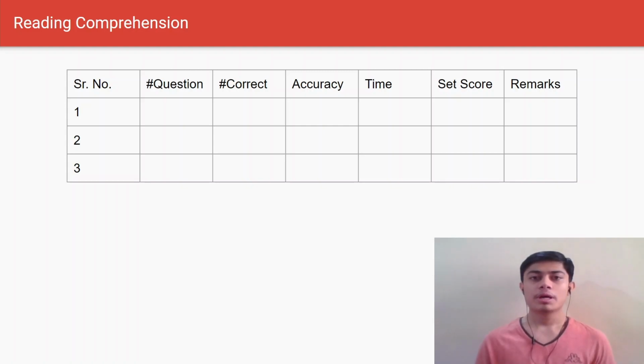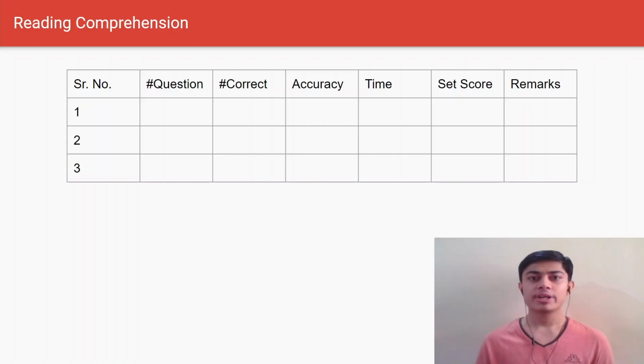You have to note down all these readings for every passage that you solve. Initially, you will see that your set scores are 0 and the amount of time taken by you to solve the passages is significantly higher. But as you prepare more, you will notice that you will start seeing more ones in the set score and the amount of time taken will also reduce significantly.